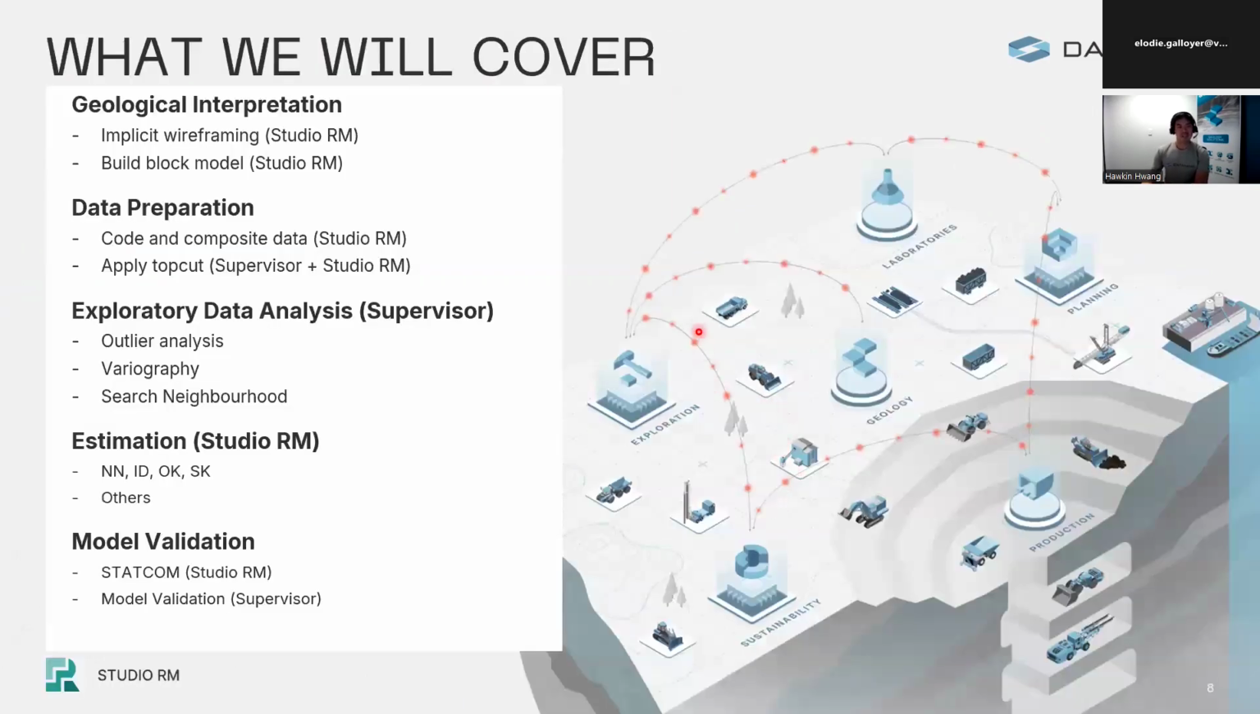What we will cover today: going from concept to final resource model involves a couple of different steps. I'm going to simplify it down and cover the geological interpretation, more specifically with the implicit wireframing tool in Studio RM. We're going to fill the wireframe produced from here with blocks to produce a volume or domain model, as it's called in the industry. And then after that, we're going to look at the raw data, look at potentially coding and compositing the data in Studio RM to equalize the support for the samples.